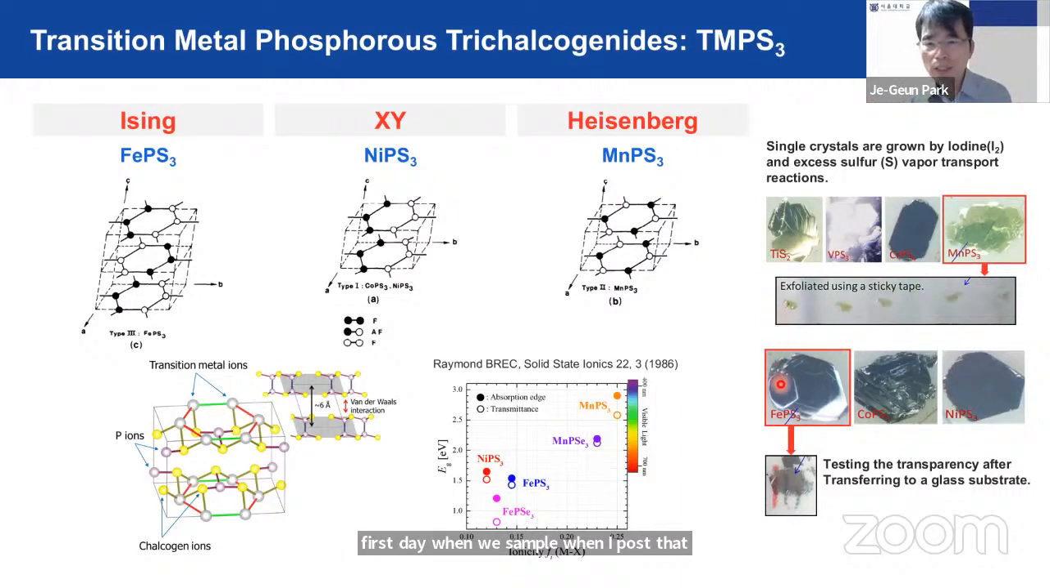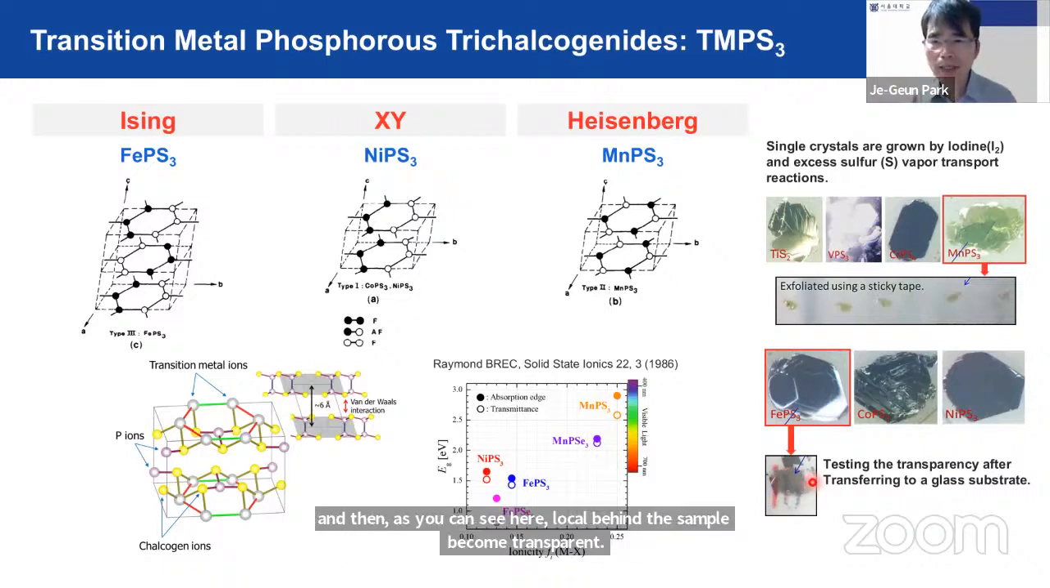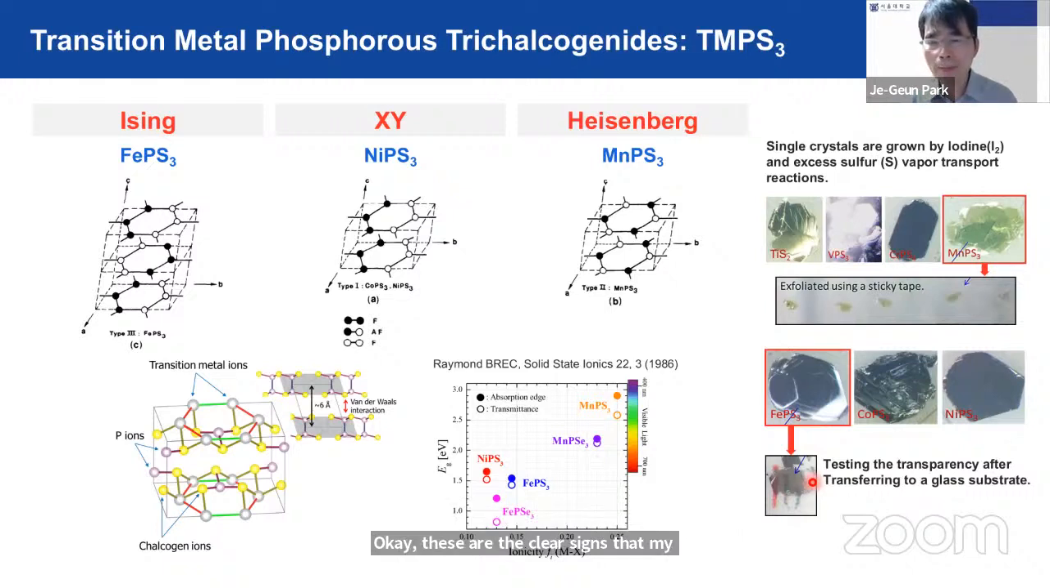using Scotch tape and then peeled the sample, and then as you can see here, the logo behind the sample became transparent. Okay, these are the clear signs that my idea worked. This is what we achieved in around 2012. But there was a bigger problem.